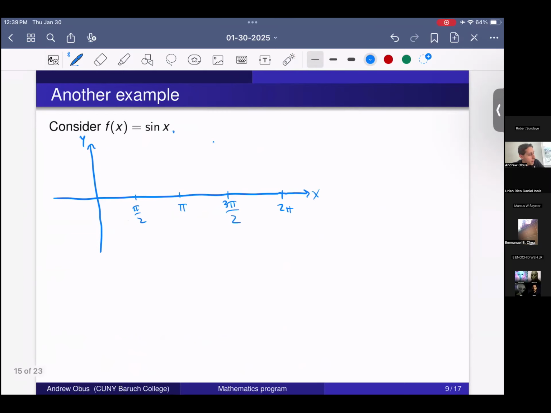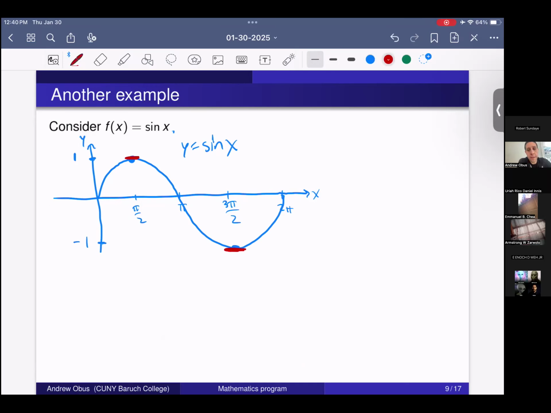Okay, so we draw the graph of y equals sine of x. It looks like this, it's a sine wave, remember? This up here is 1, and this down here is minus 1. This is the graph of y equals sine of x. And we've seen that it has these local maxima and local minima. Sine of pi over 2 is equal to 1, and sine of 3 pi over 2 is minus 1. And we see that we have horizontal tangents at these points.